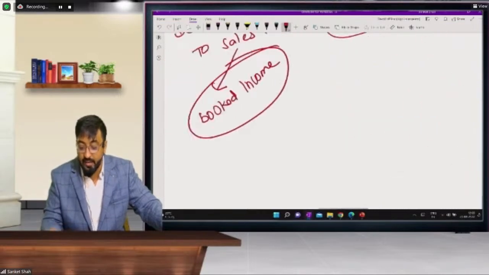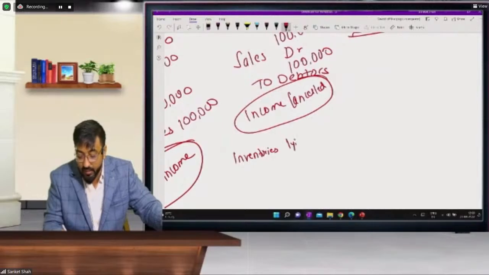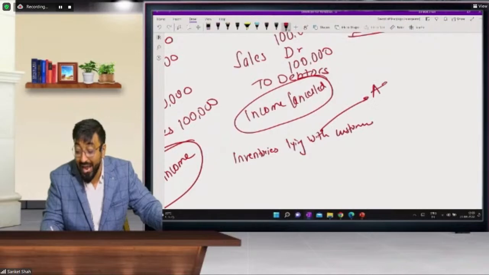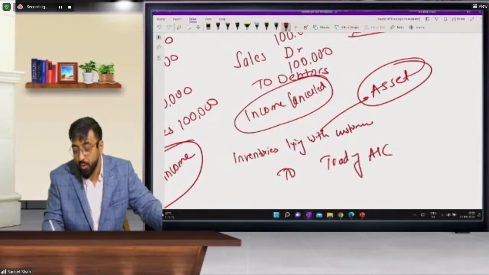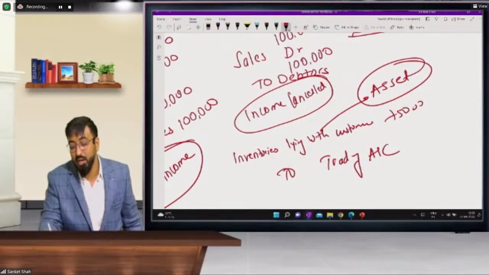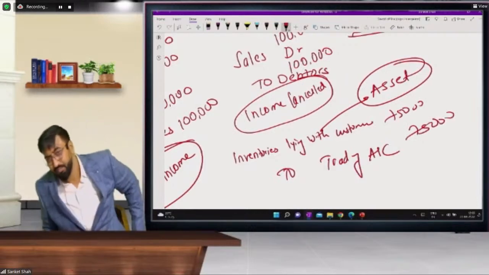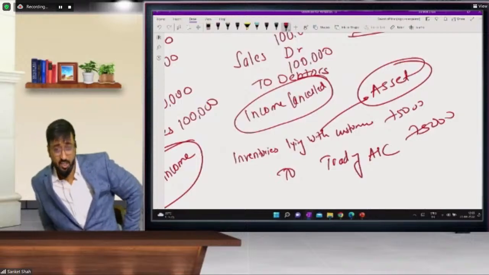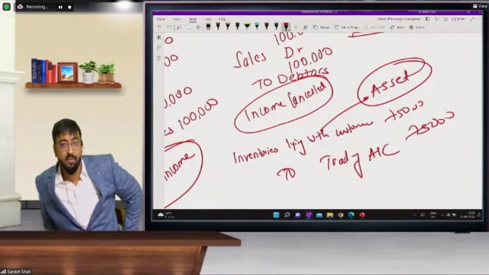So what is the entry that I'm going to pass? Goods lying with customer, or inventories lying with customer, which I will record on the asset side, to trading account. At what price, sir? 75,000. Cost or invoice price, whichever is lower. Khatam. Sir, two entries on 31st March. This is not my sales, so I have to cancel my sales. Sales account debit to debtors.